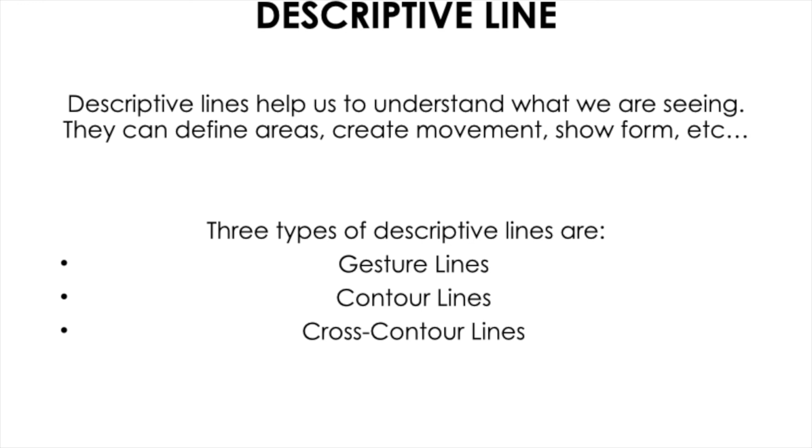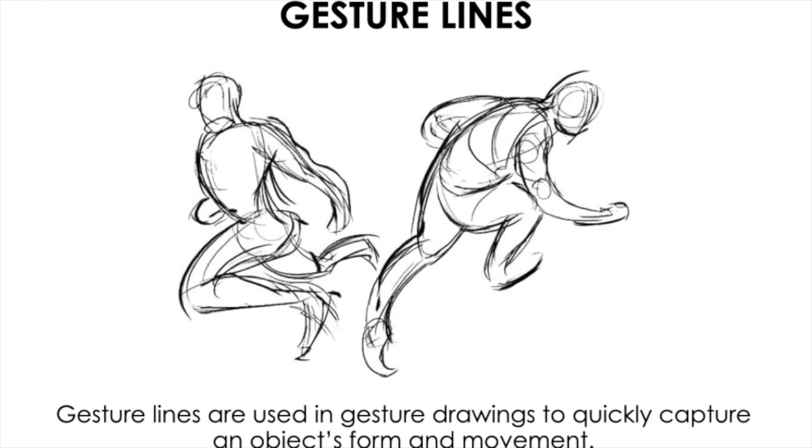The first one we're going to talk about is gesture lines. Gesture lines are used to quickly capture an object's form and movement. These are used a lot in animations, so if you see drawings, they're just quickly trying to capture the movement, okay, before putting it into its final piece or final work for the actual animator.